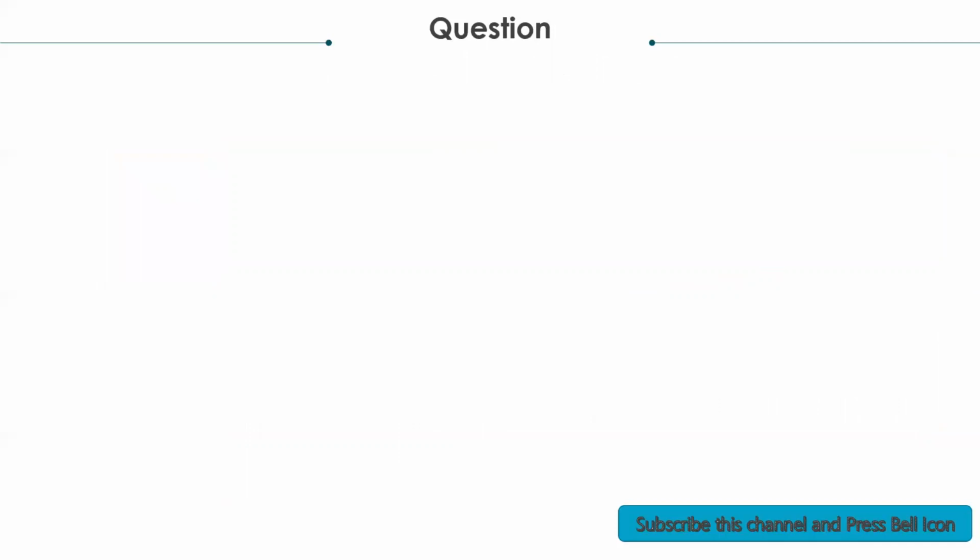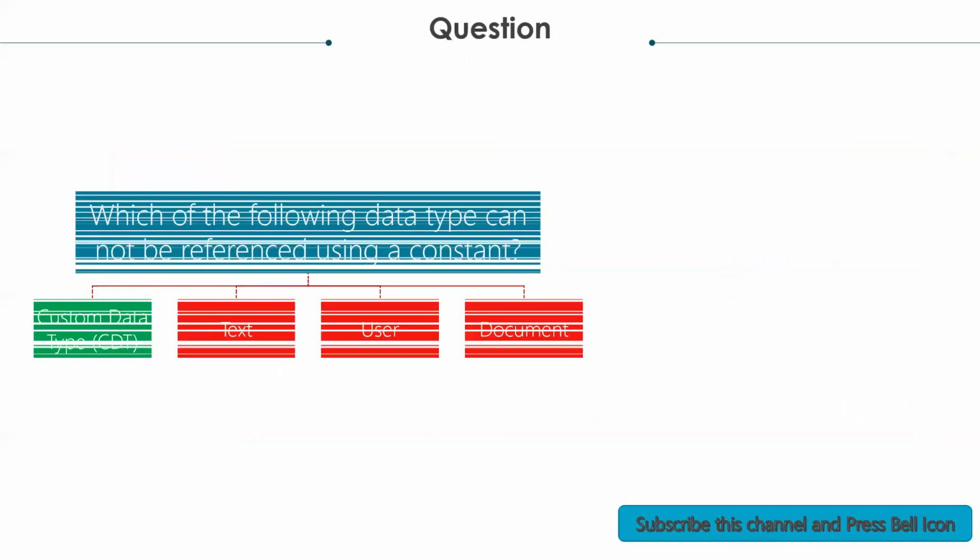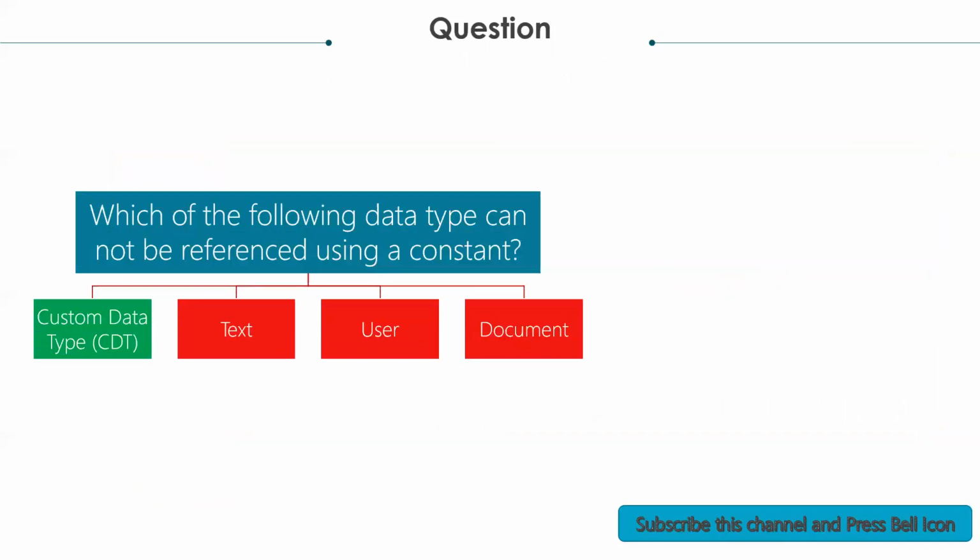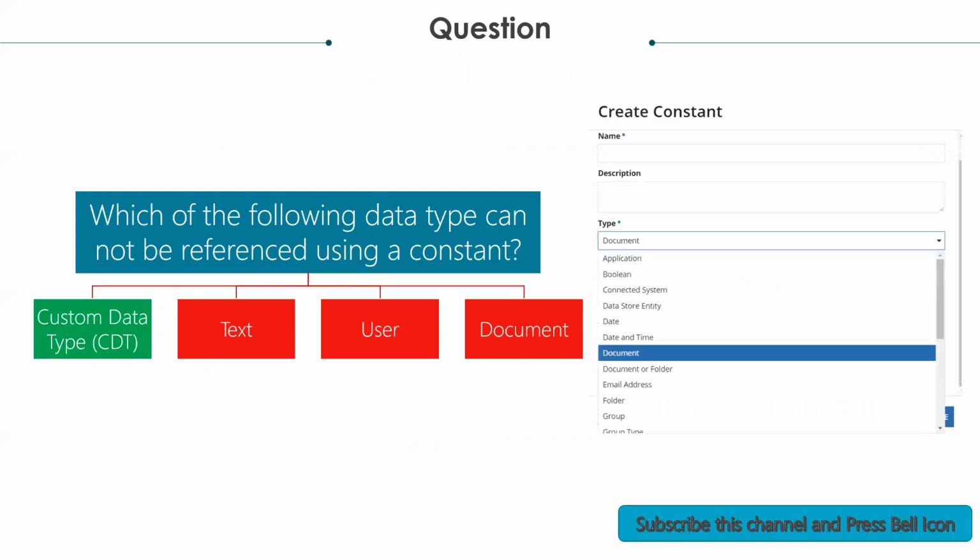Now let's solve the question. The question was: which of the following data types cannot be referenced using a constant? The answer is custom data type. When you are trying to create a constant in your application, you won't be able to select a CDT as the type.